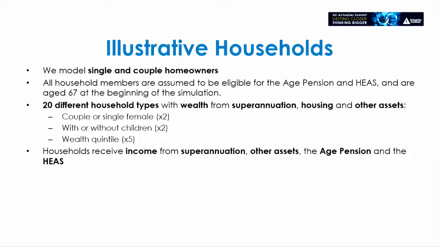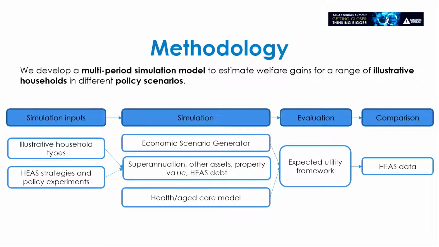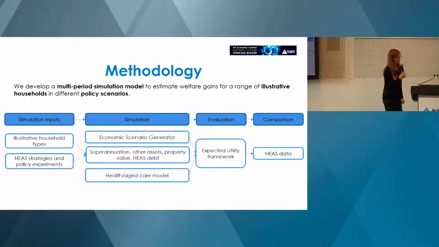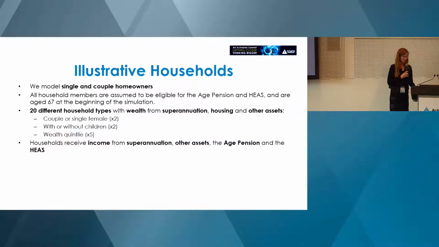Our model has the following components. We use HILDA data, nationally representative data for Australia, to classify households. We determine strategies. We have an economic scenario generator that gives us key economic variables in our model. We have a health and aged care model, and we apply an expected utility framework to assess future payments, discount them to present values, and we compare it with industry data kindly provided by our industry partner, Pension Boost.